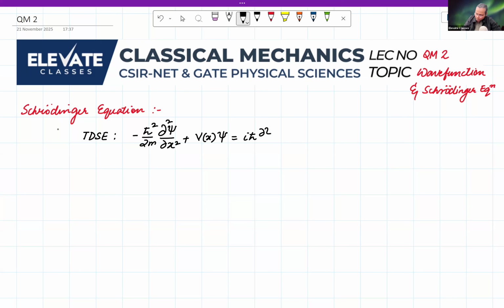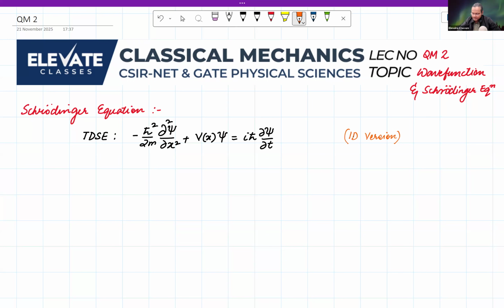But later on, many times we can separate the time dependence part from the space dependent part, and then we simply need to solve the time independent Schrodinger equation and combine it with the time evolution function separately at the end of it. ठीक है, but थोड़ा सा हम इसको ऐसे just let's start here. So this is nothing but a 1D version of the time independent Schrodinger equation.